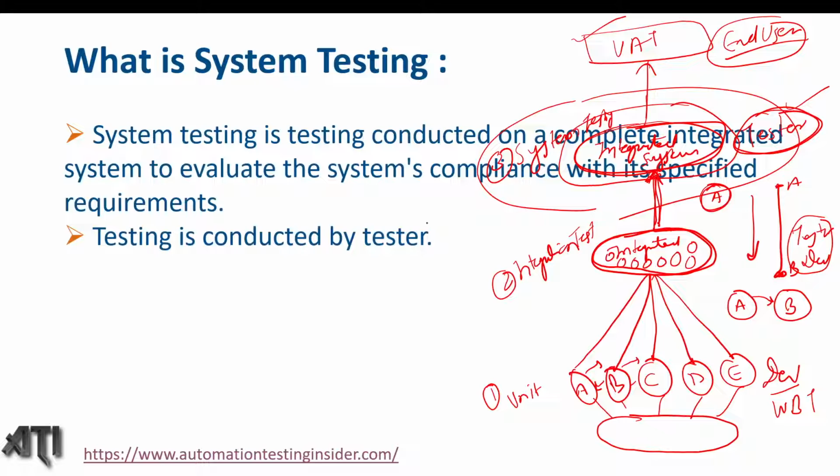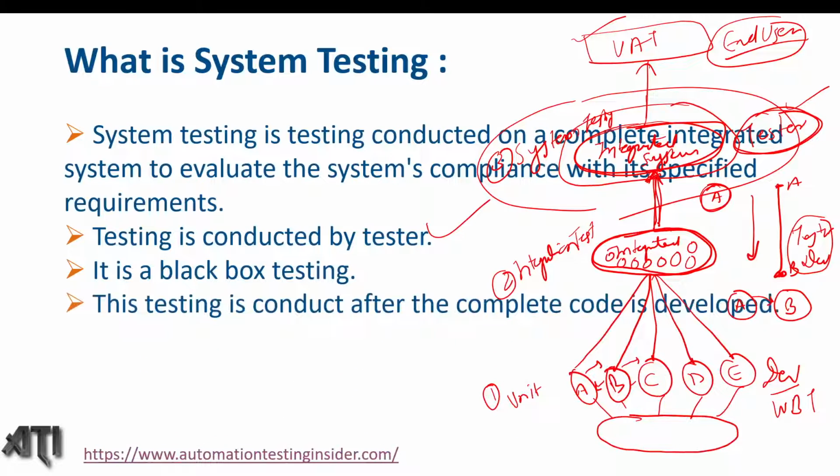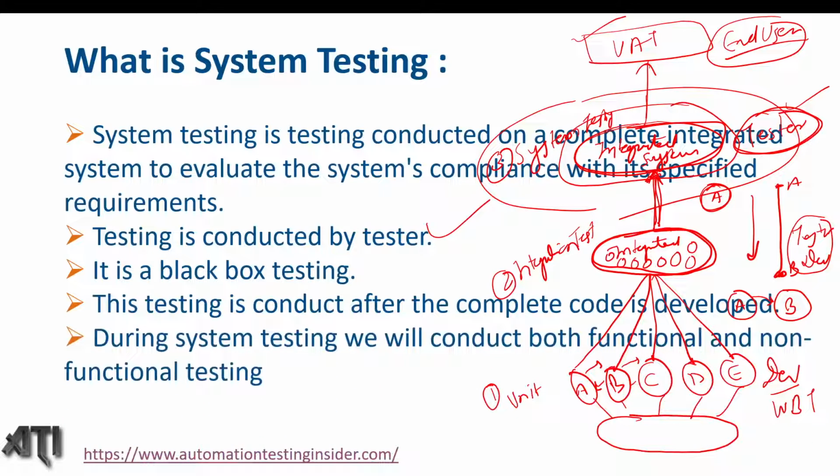Testing is conducted by the tester, which we have spoken about, and it is black box testing. So what do you mean by black box testing? Mainly we focus on the functionality of the application. We don't focus on the non-functional aspects like security, performance, or the internal structure of the system. We don't care about the internal structure of the system; we mainly focus on the functionality of the application. So that is black box testing. This testing is conducted after the complete code is developed, and during system testing we will conduct both functional and non-functional testing, which we have spoken about.